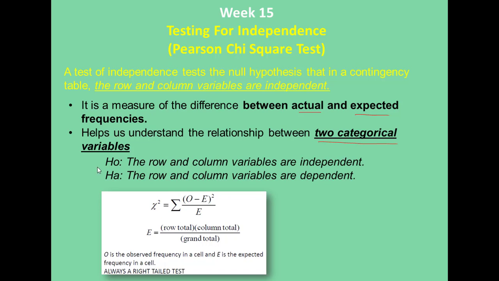Just like for any other hypothesis testing, we need the null and the alternative. So the null hypothesis would say that the two variables, the row and the column variables on the contingency table, are independent. This means that there is no association. And the alternative would say the row and the column variables are dependent, which means association. In order to calculate the chi-square, we use this formula.